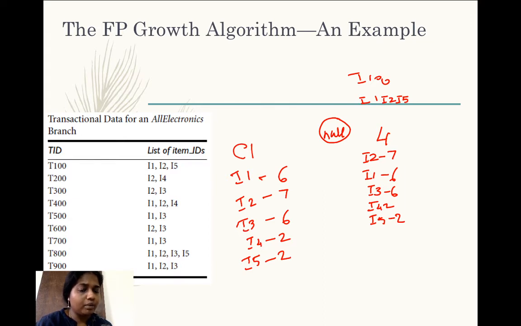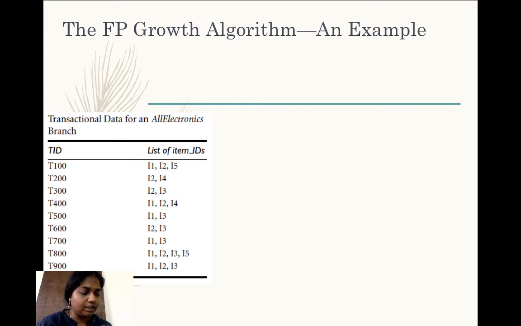So this is the order I will use when constructing the tree. The order that I will use is I2, I1, I3, I4, I5. This is the order of preference when I am constructing the tree. Now I will tell you how we construct the tree. First we start with the null node, and the transaction that I take is transaction ID 100.